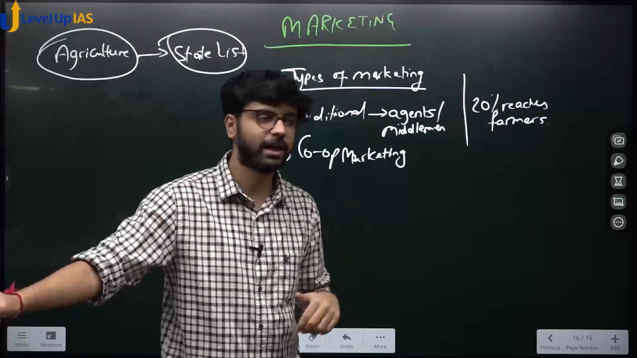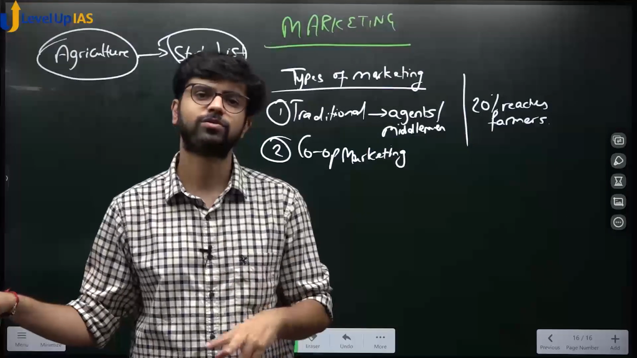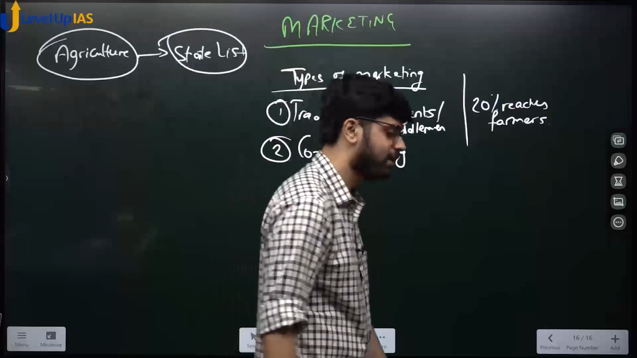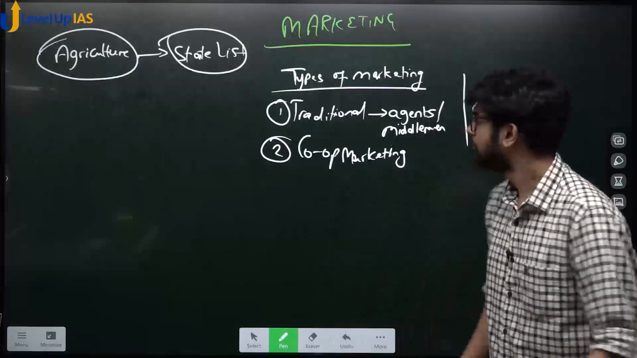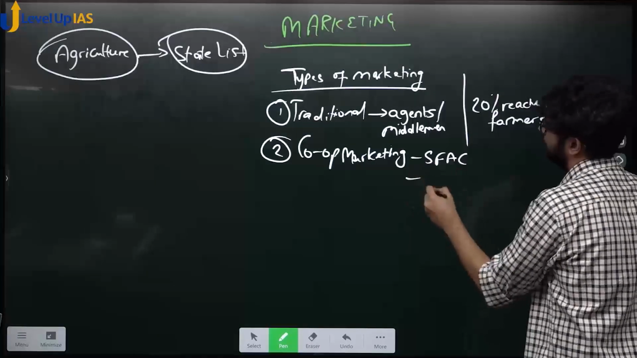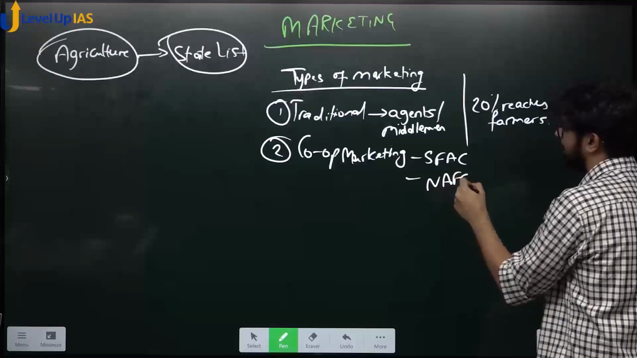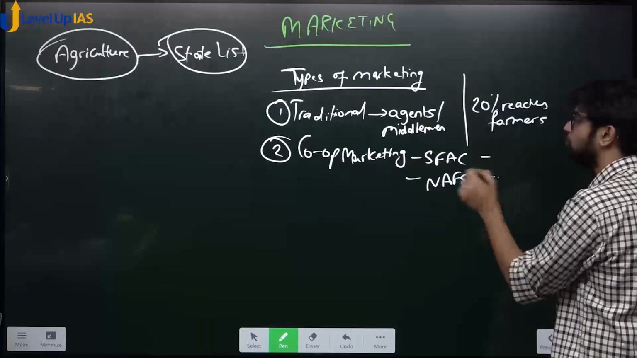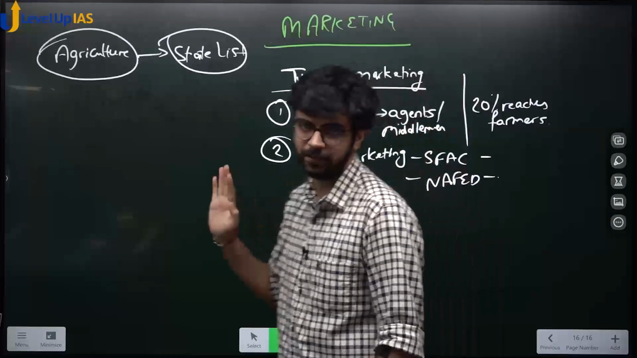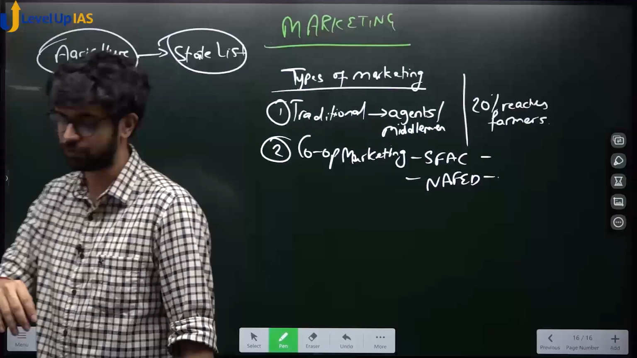So, cooperative marketing. There are two institutions mainly famous for cooperative marketing of agriculture. They are government backed only. One is SFAC, one is NAFED. Small Farmers Agribusiness Consortium and National Agricultural Cooperative Marketing Federation, something like that.